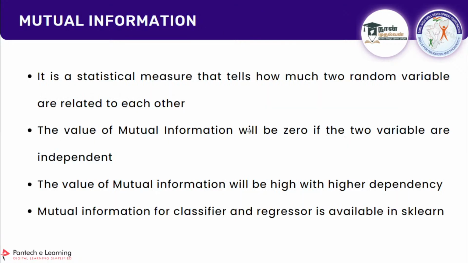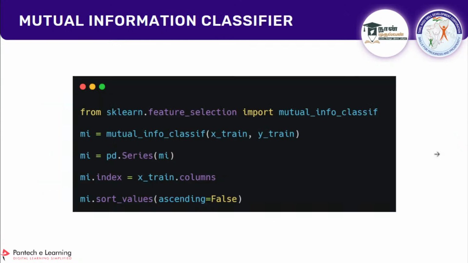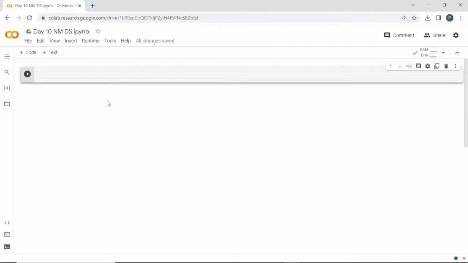Based on it, if the value is high, there is some relation between the output and that column. The lesser the value, that means it is not that much related to the output prediction. So that's what this mutual information classifier will do. So we'll try to do this in Colab. Can we start, guys?